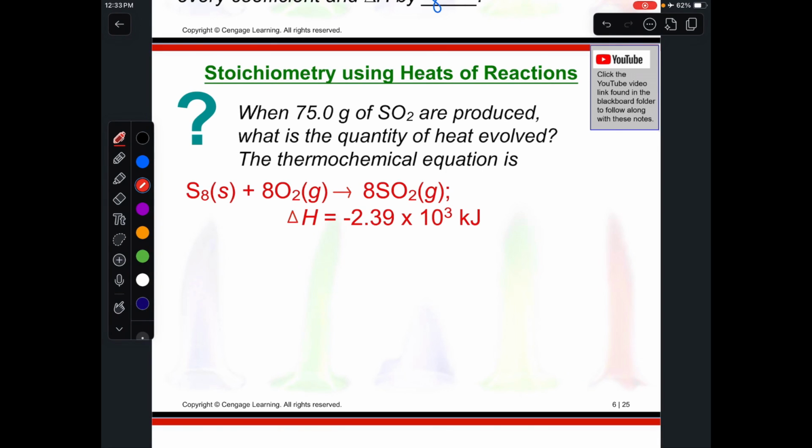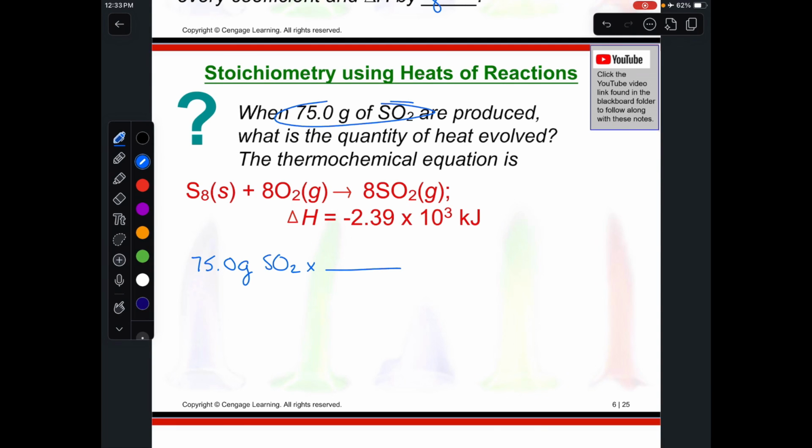So we can actually use these reactions and these delta H's to do stoichiometry calculations. I'm going to go ahead and demonstrate that. When 75 grams of that SO2 are produced, what quantity of heat is evolved? Remember, that just means released. To do that, as usual, we start with what we're given in the problem. In this case, we're starting with 75 grams of the SO2.